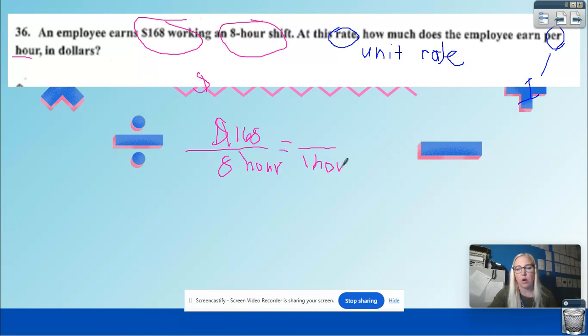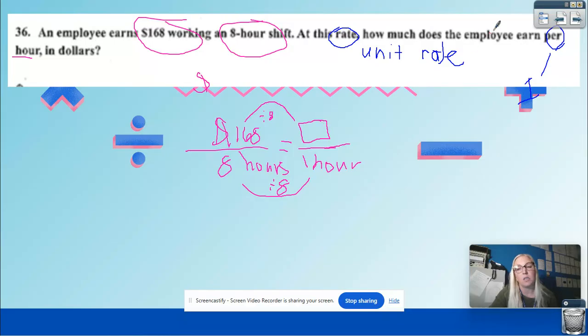Because hours is already listed here on the bottom, 8 hours, 1 hour. Okay, now we are able to complete our problem to find an equivalent ratio to find that unit rate. And we know that we can scale down here. 8 divided by what is 1? 8 divided by 8 is 1. So I come up here, whatever I do to one part of the ratio, I must do to the other. 168, same thing, divided by 8 equals what?